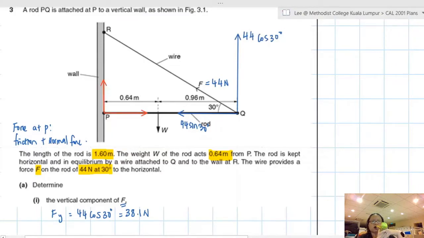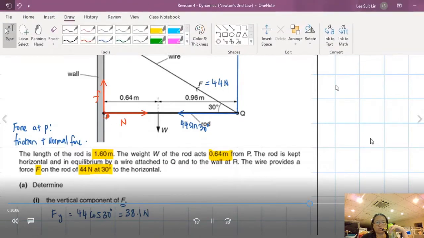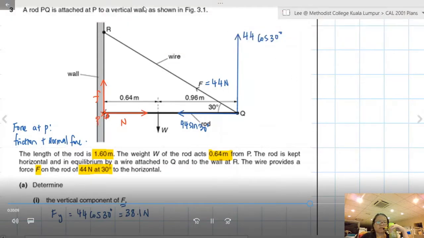And friction, we don't know where friction is. So I'm going to guess the friction is pointing upwards and assume that the end of the rod is about to slide downwards. Is it going to slide downwards? Well, later I will tell you how to see. Anyway, we choose point P because the normal force and friction will have no torque.